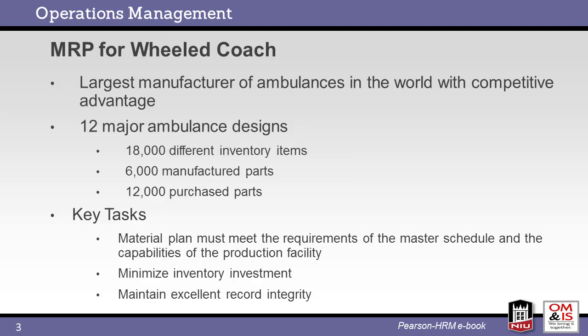Wheeled Coach manufactures ambulances with 12 major designs made up of 18,000 different inventory items. Most parts are purchased, but a large number are manufactured internally. The goal of the material plan is to match the requirements of the master schedule with the production capacity. Cost is controlled by minimizing inventory. These complex systems require excellent record integrity to be successful.